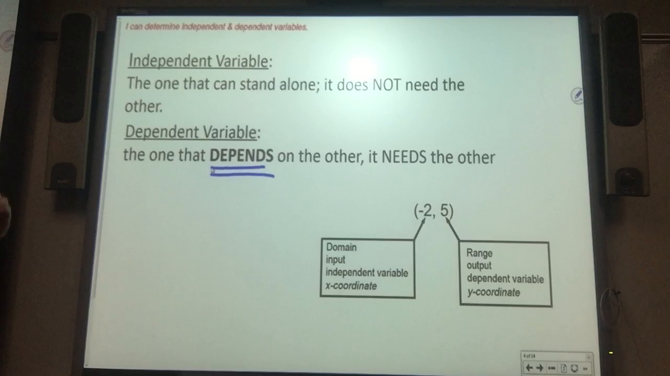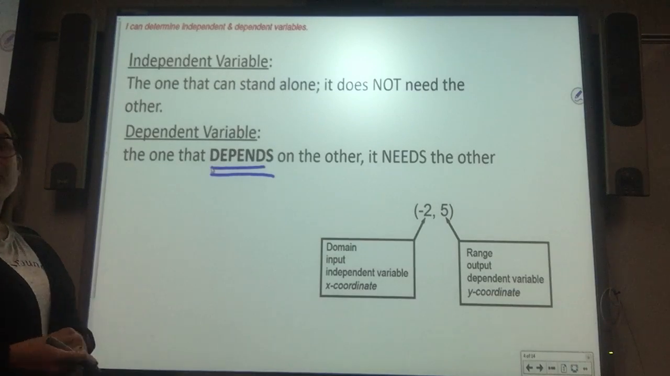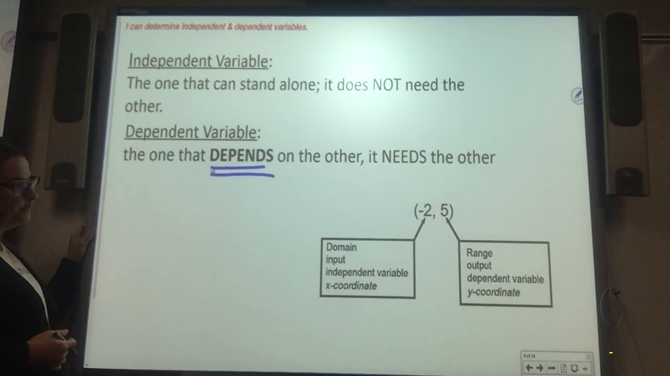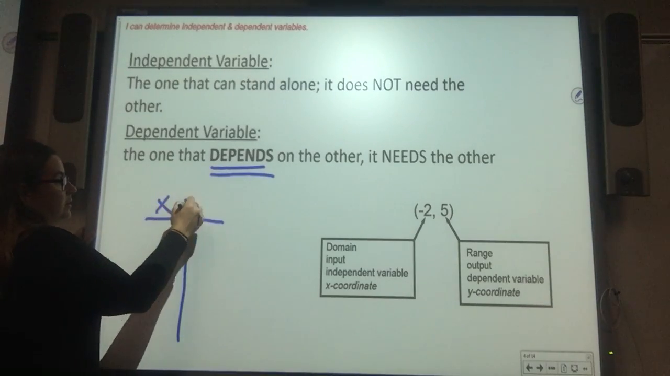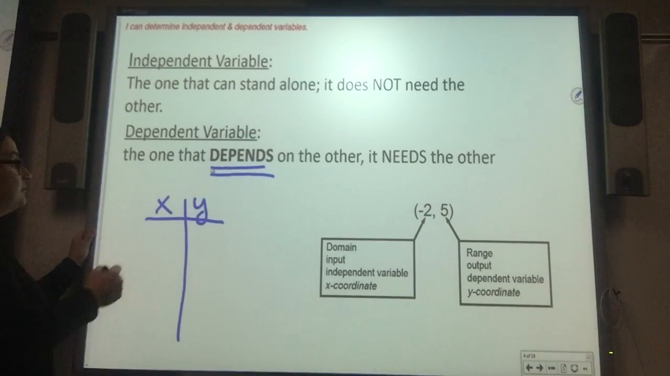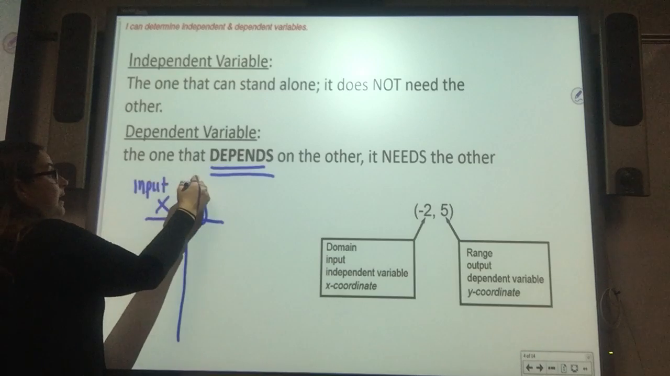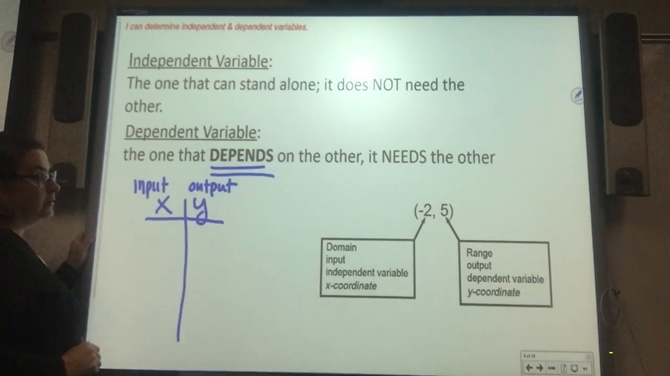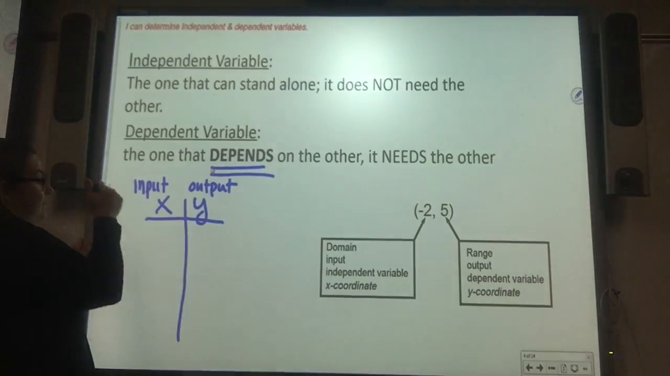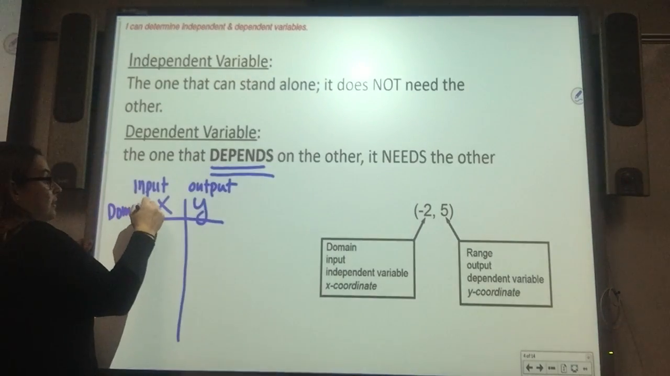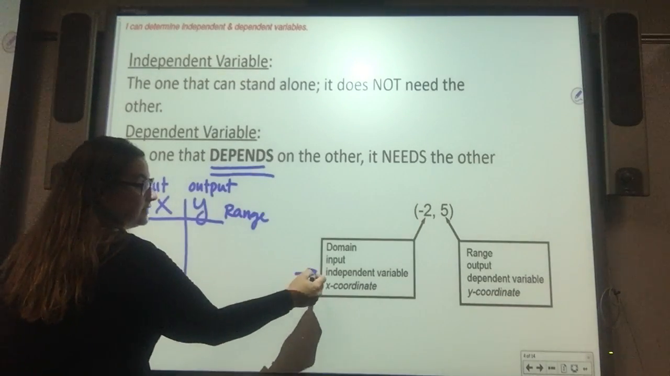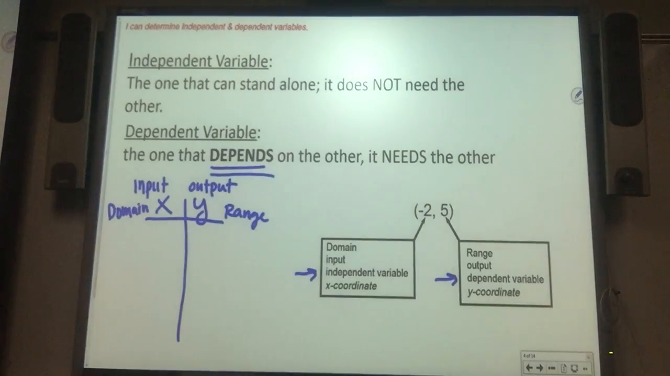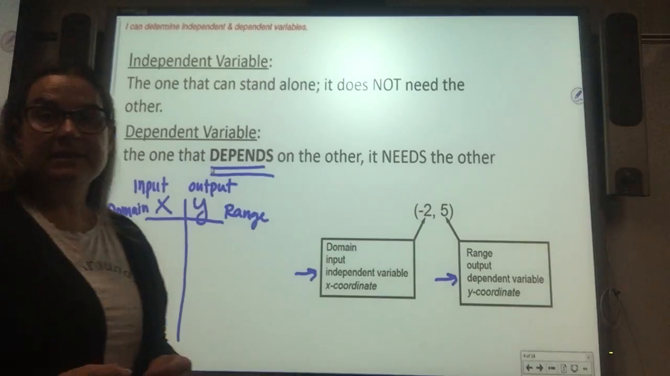Okay? Now, one thing I want you to know is that we have lots of different names that we're going to use for these. In 7th grade, more towards the beginning of the year, you talked about domain and range and input-output tables. So if I put this in terms of a table, an X and a Y table, sometimes you've called it an input-output table. This is the domain. This is your range. And now we're introducing you to the term of independent and dependent. Independent stands alone.